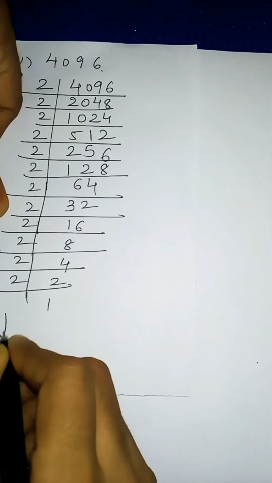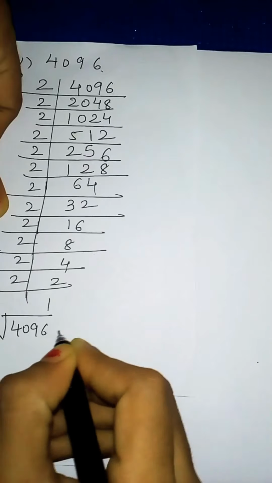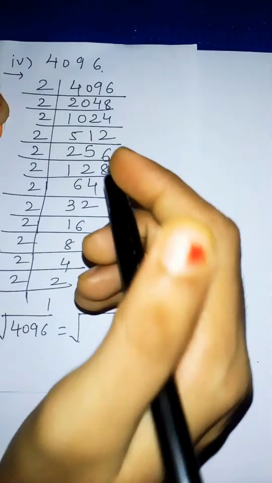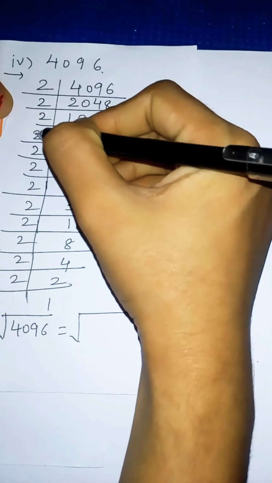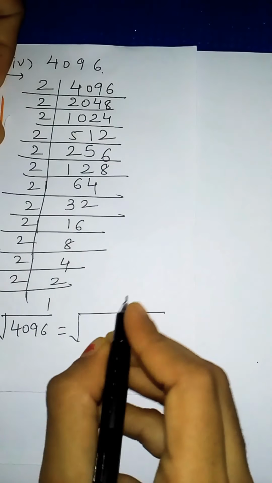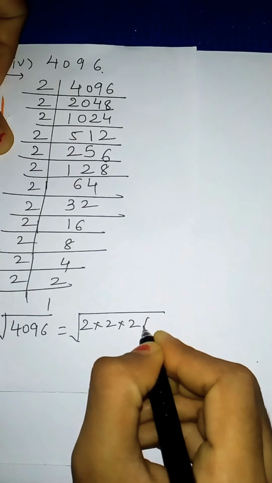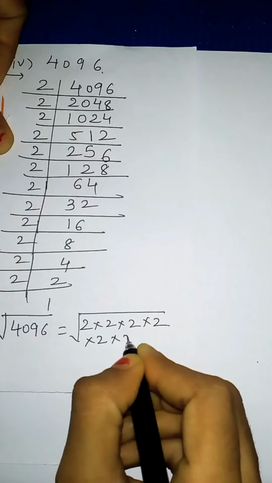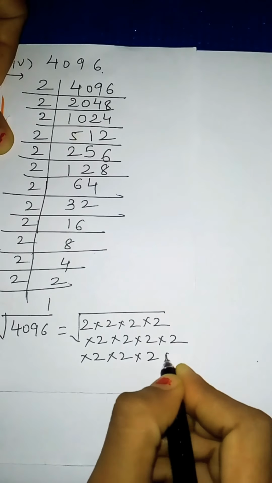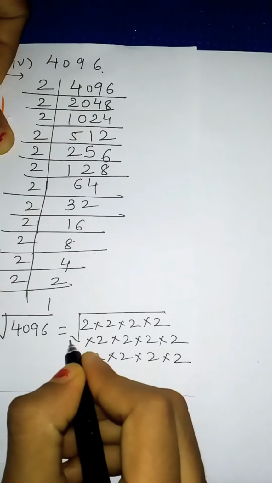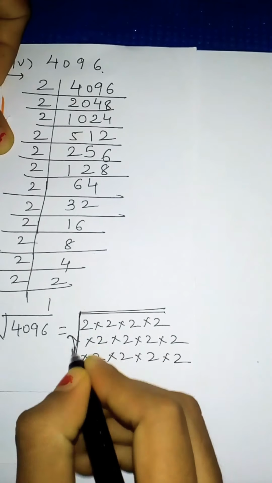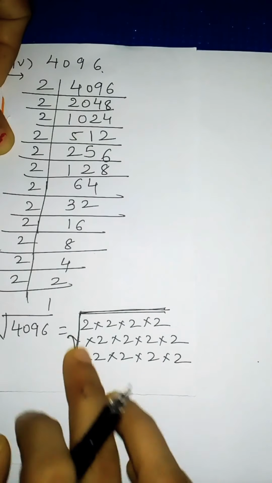So the square root of 4096 will be equal to the square root of, now we will write all this. 2 is how many times? 1, 2, 3, 4, 5, 6, 7, 8, 9, 10, 11, 12 times. So 12 times this 2 we will write inside the root. This whole part is inside the root.